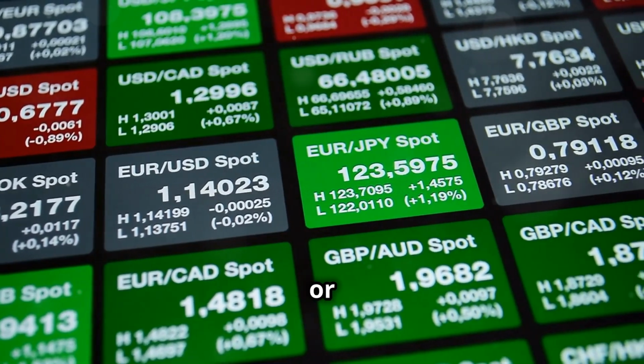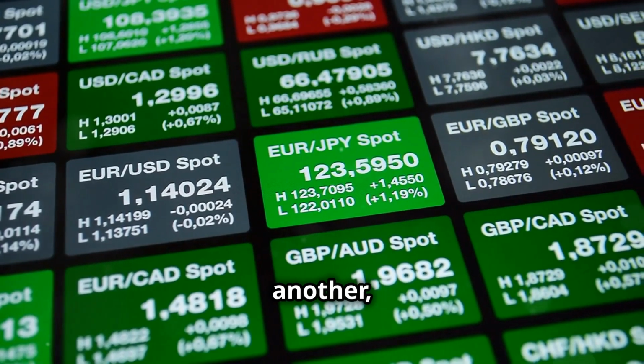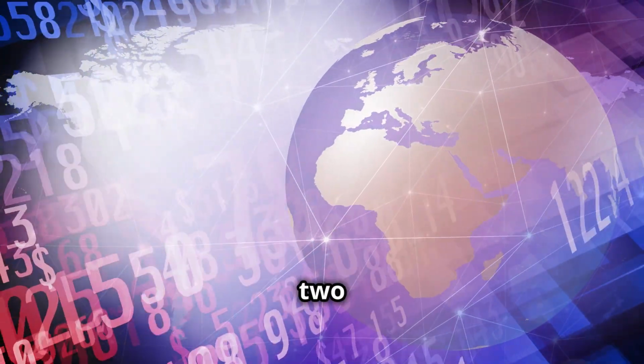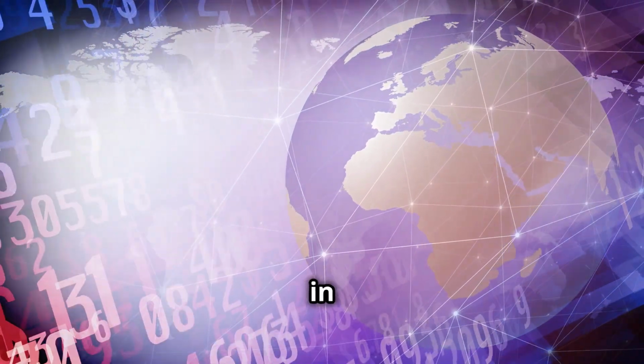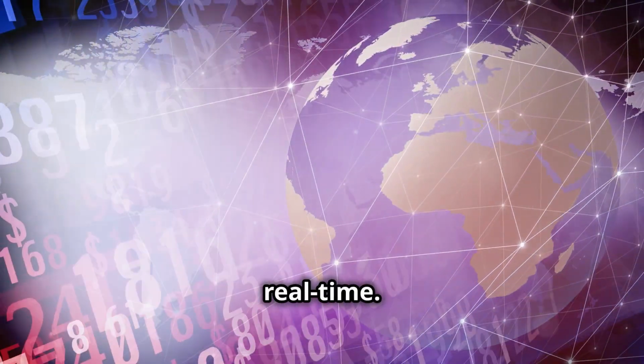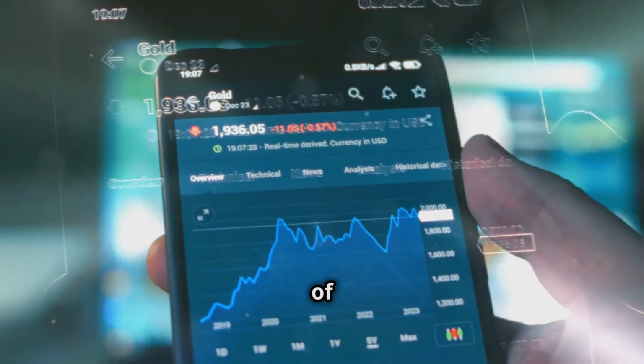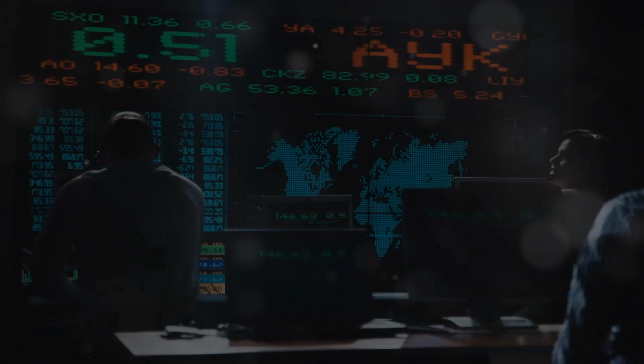Exchange rates, or the price of one currency versus another, are constantly changing. They reflect how the economies of two countries compare to each other in real time. So when you trade currencies, you're actually trading opinions about the strength of economies, both now and in the future.